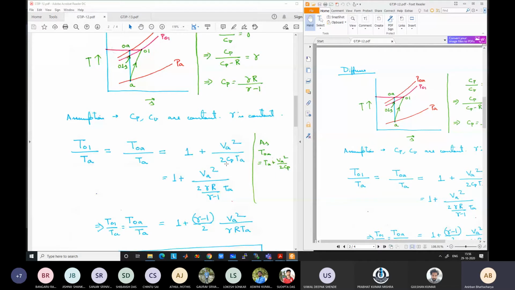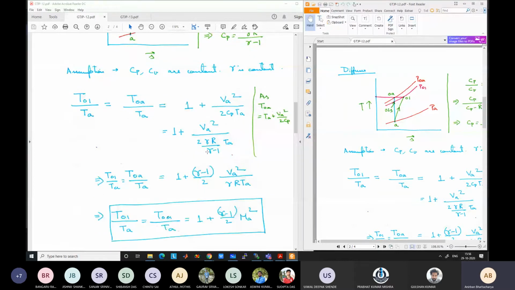So again you rearrange: T01 by Ta, or T0a by Ta, is equal to 1 plus (gamma minus 1) by 2 into Va square by gamma R Ta. What is gamma R Ta? It is not the Mach number. It is C square, the square of the speed of sound at condition a.